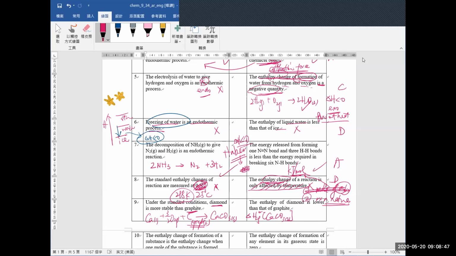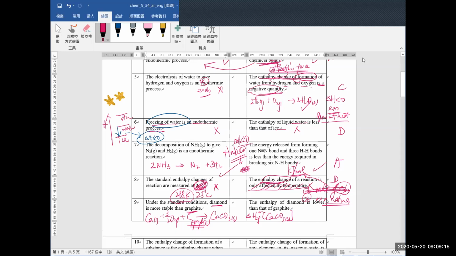So take a look at that statement. Can you judge now? Cyrus, for question 9, what do you think? A, B, C, or D? Again, now, if you write it this way, can you manage to write down the diagram which helps you to get to know what are those two? Which one has a lower enthalpy level, diamond or graphite?